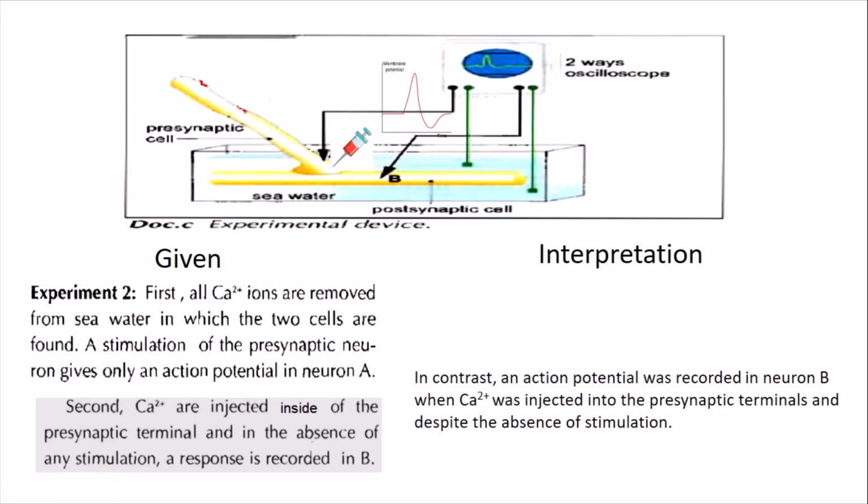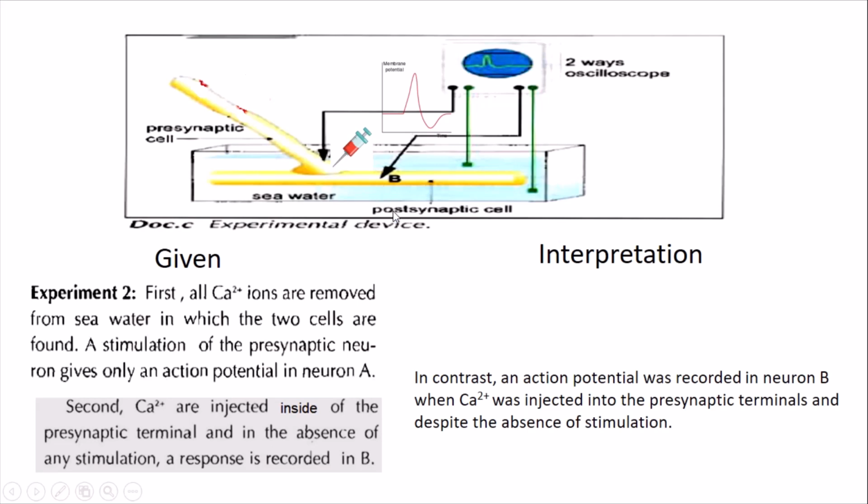In contrast, an action potential this time was recorded in neuron B when calcium was injected into the presynaptic terminals, and despite the absence of any stimulation. Notice that we didn't apply any stimulation neither on A nor on B in this experiment. We only injected calcium to the inside. So the actual action here is the entry of calcium into the presynaptic terminals. This entry of calcium was able to activate B.